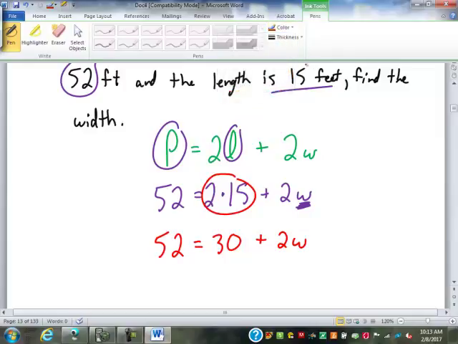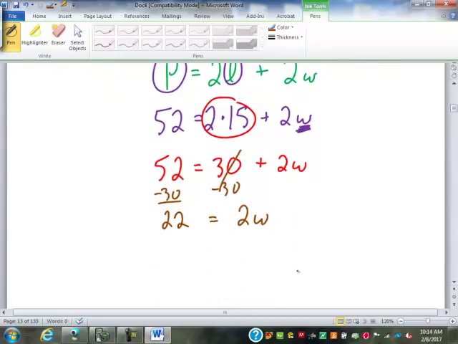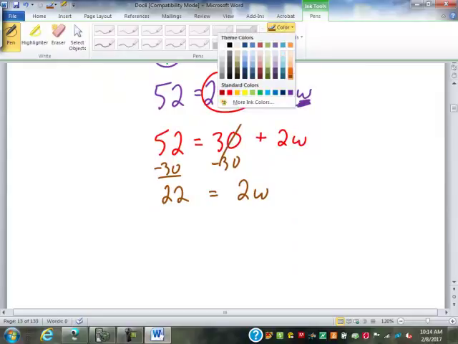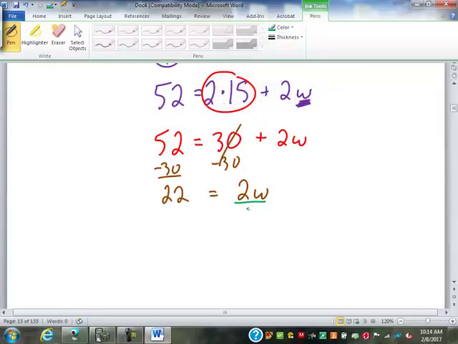What do we do first? Subtract 30. 52 minus 30 is 22. Here the 30's gone, so we just have 2W. And then divide by 2. 11 equals W.